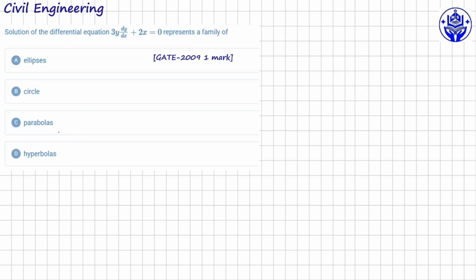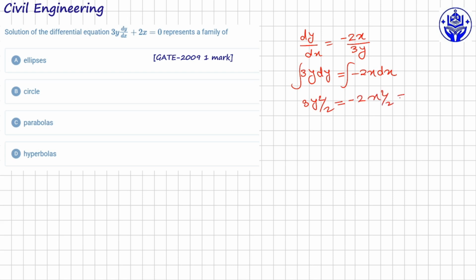Next question. The solution of this differential equation is representing the family of what? See, whenever you have this kind of differential equation, you can easily separate the variables. In variable separable form, 3y dy is equal to minus 2x dx. After integrating, it is 3y square by 2 is equal to minus 2x square by 2 plus c. It is y square upon 2 by 3, plus x square upon 1 is equal to some constant. It is nothing but the equation of an ellipse. If there is a minus, it is a hyperbola, but here it is representing an ellipse. So the first option is correct here.